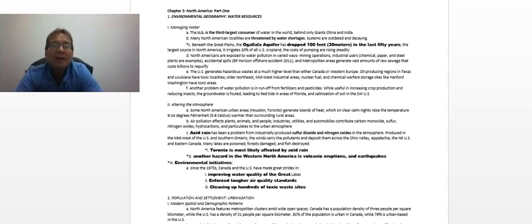The U.S. is the third largest consumer of water in the world, behind only the giants China and India, and managing water resources has done a lot to tell the tale of Western United States history. And the Ogallala Aquifer in the Great Plains has dropped 30 meters in the last 50 years, and it's the largest source of irrigation water for what was for a long time the Great American Desert.